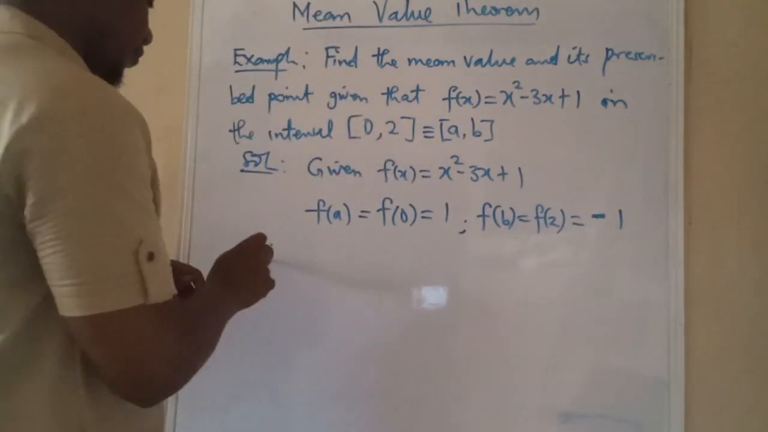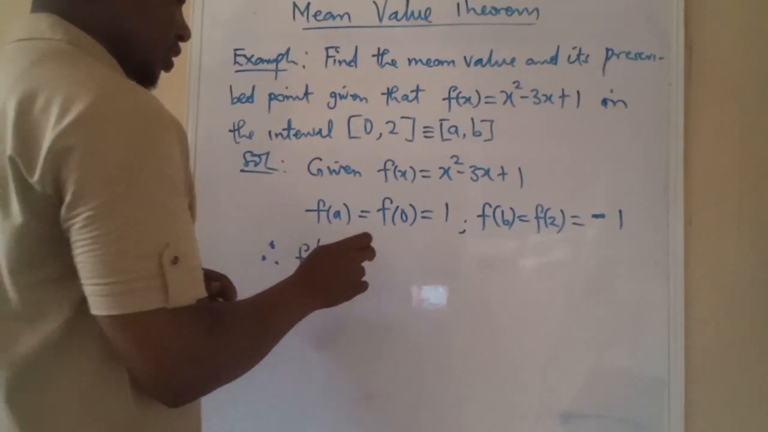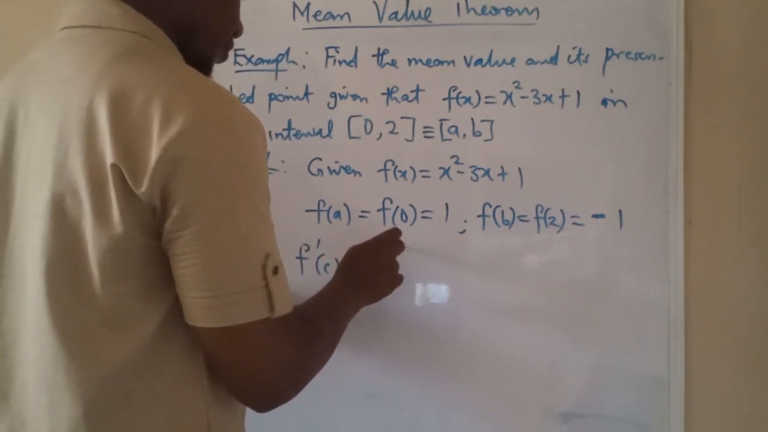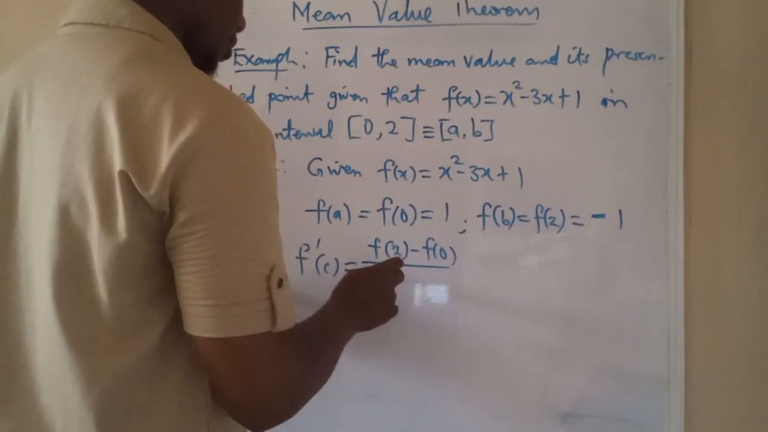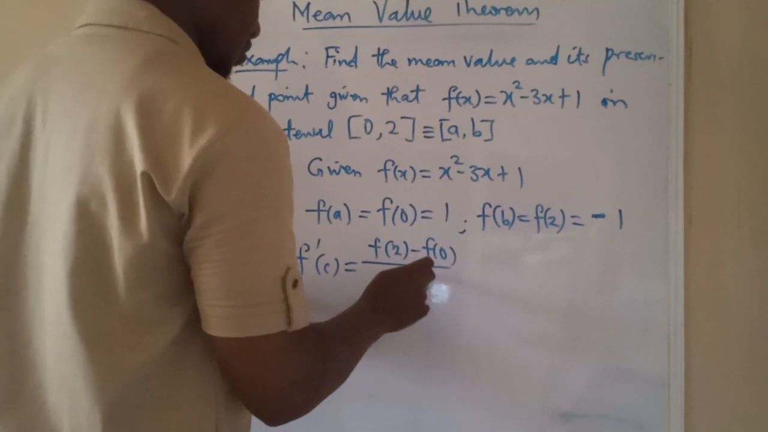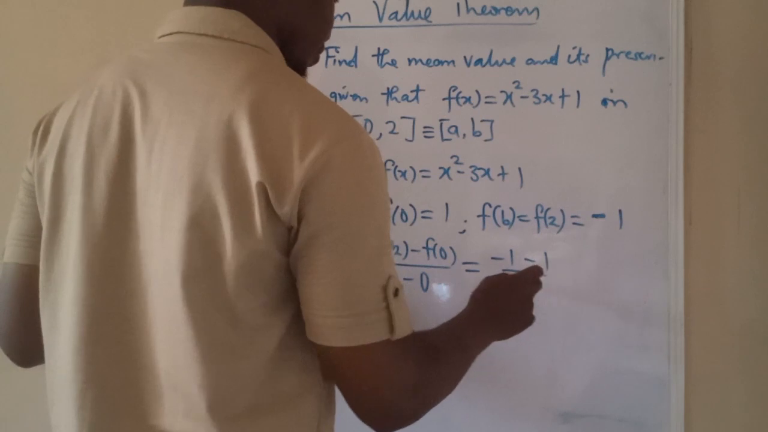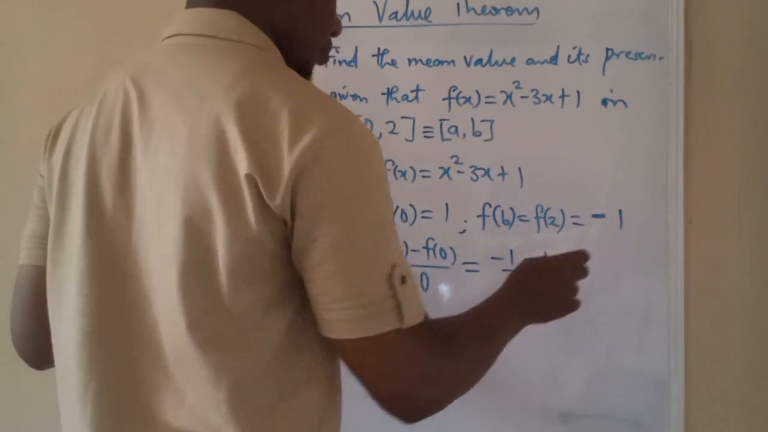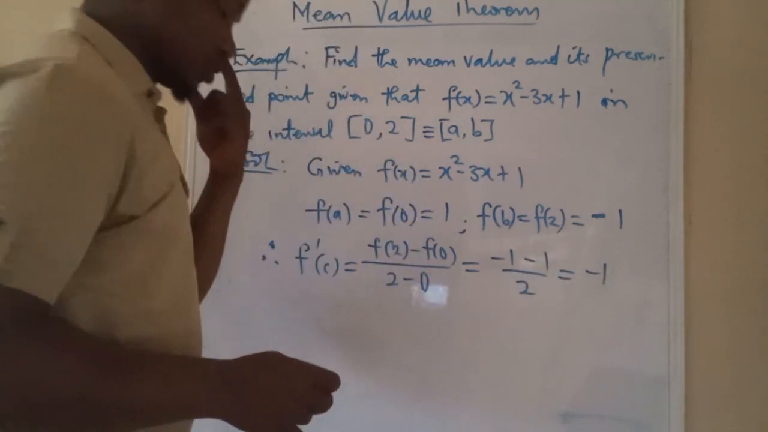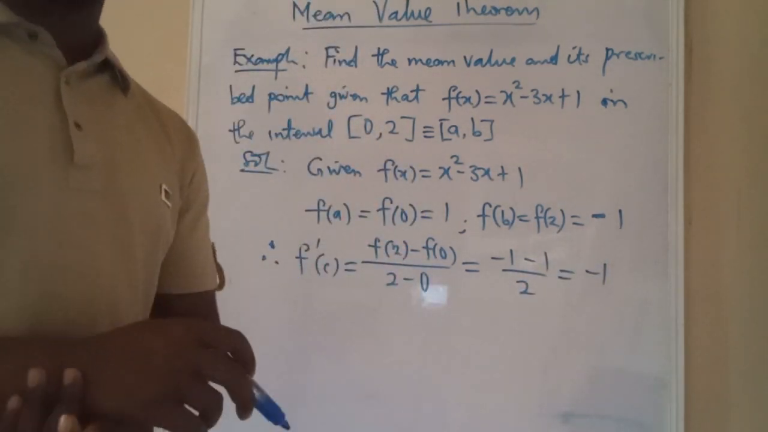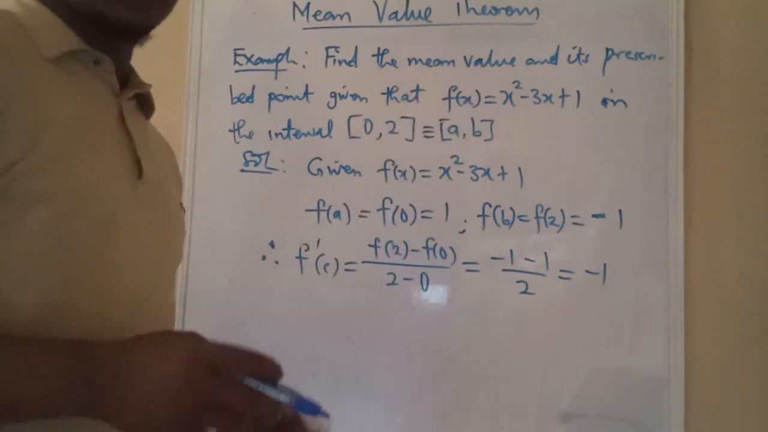So therefore, the mean value at the point C is f of 2 minus f of 0 over 2 minus 0, this will be equal to minus 1 minus 1 over 2. And this is minus 2 over 2, and this is a negative 1. So here the mean value is negative 1, showing that the graph is decreasing.